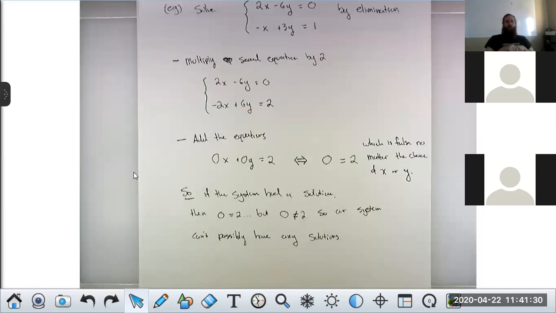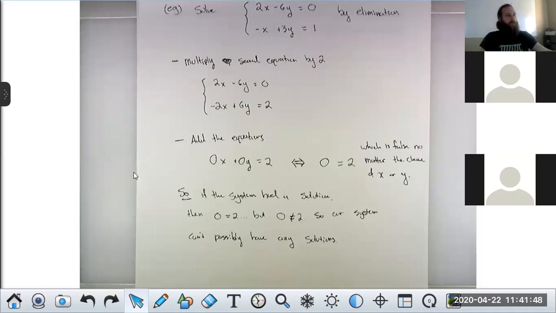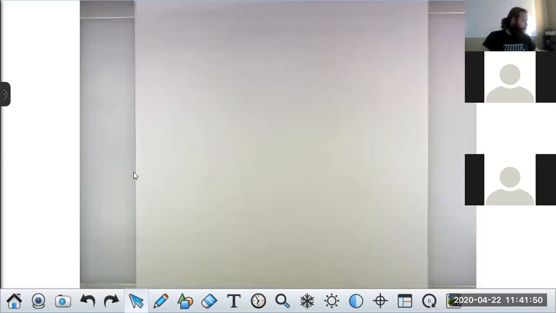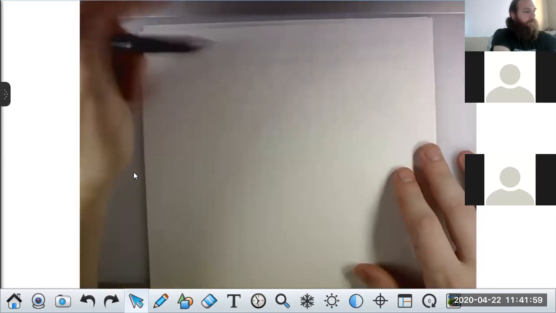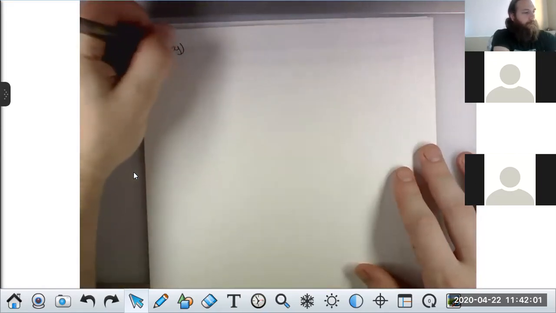Any questions on these three little examples here? Okay. Then since we have time, I would like to work one more nonlinear system with you. We only got to do one of those last time.